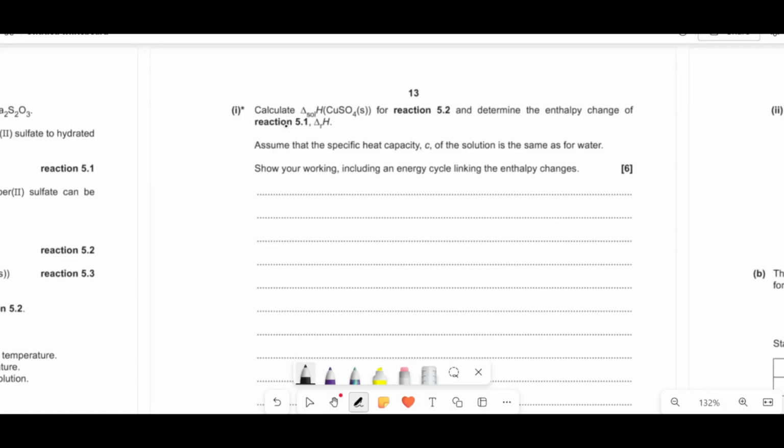If you have a look, it says calculate delta H solution for CuSO4 solid for reaction 5.2 and then determine the enthalpy change of reaction, delta H R, of 5.1. It says assume that the specific heat capacity of the solution is the same as water. Show your working, including an energy cycle. Oh, would you look at that? It's telling you to do one. Whoa. So we have a look then.